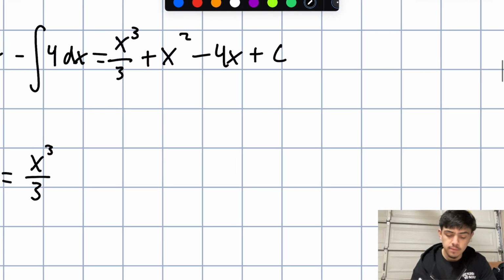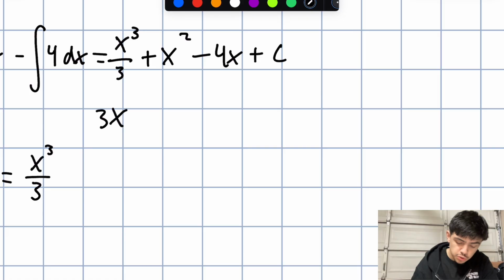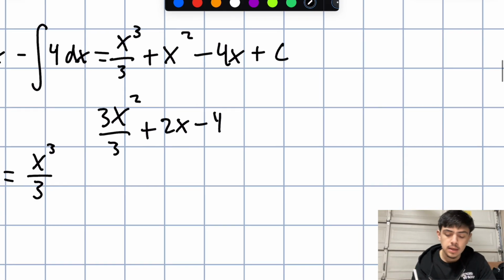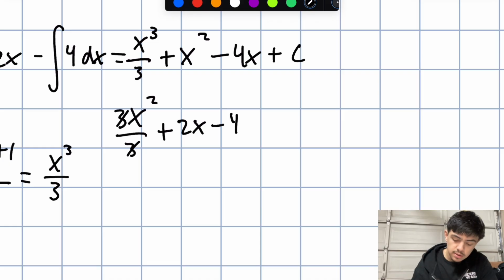We can even test that out. We can take the derivative of x cubed over 3: bring down the 3, subtract 1, over 3, plus, bring this 2 down, power rule, 2x, minus the derivative of 4x, which is just 4. Remember, plus c. C is just a constant. When you take the derivative of just a constant, it's 0, meaning that nothing's there. And now look, the 3's cancel out, and we go back to our original function that we integrated.